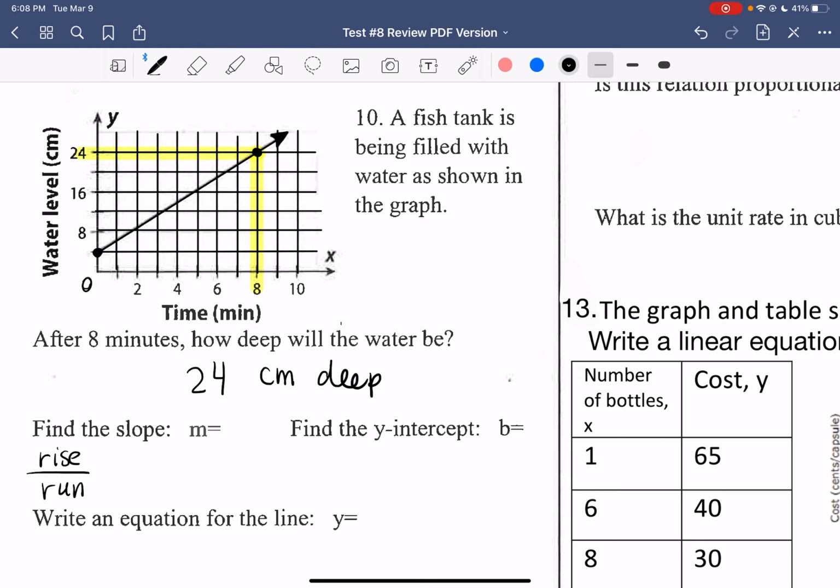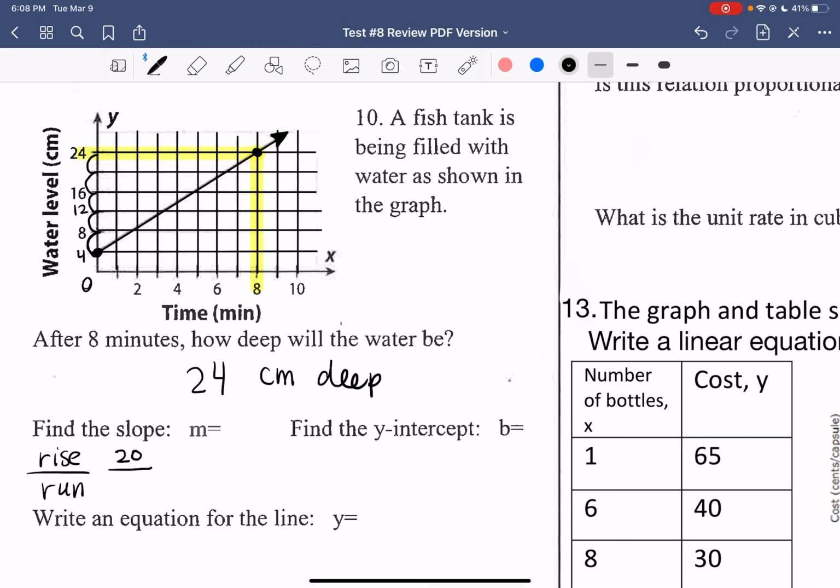From the y-axis, I'm going to count up here. And I have to notice that this right here says 8. So that means that this is 4. So the interval on this graph is going by 4s. When I count up one space, it's actually 4. So I'm going to go 4, 8, 12, 16, and 20. So my rise is going to be 20.